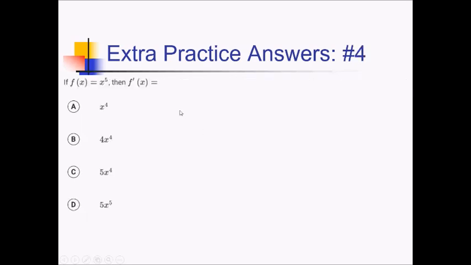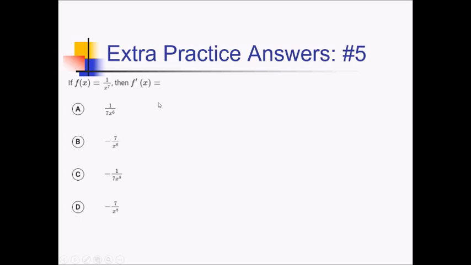For this problem, we're just asking for the derivative of this function. This is one of those where you have to do a double take, and yes, they really did ask this. Just have to use the power rule here. So this is going to be 5 times x to the 4th power, which is just going to be choice C.